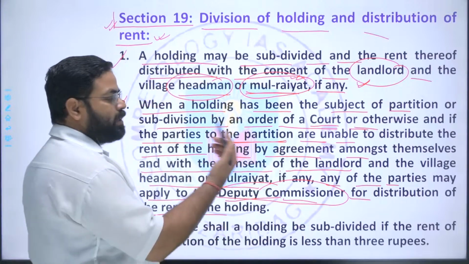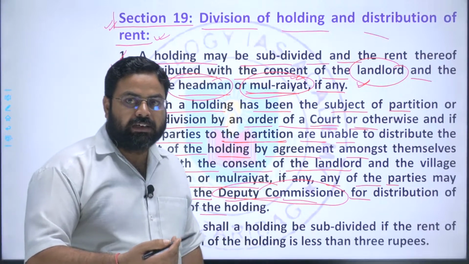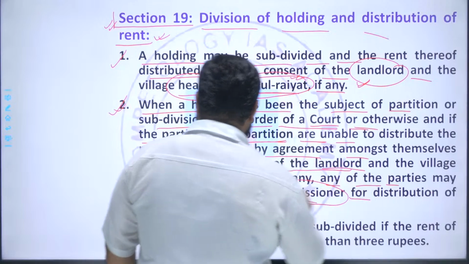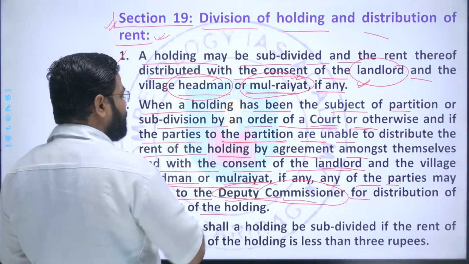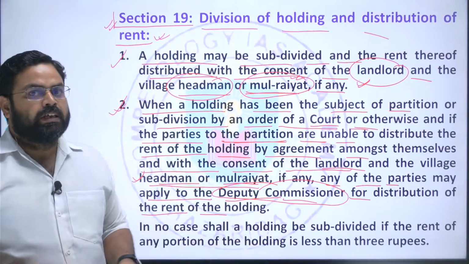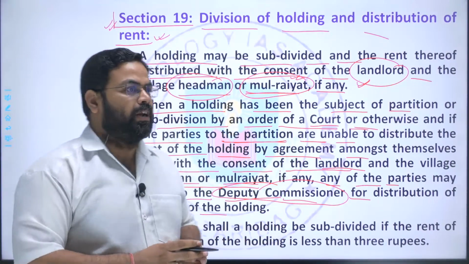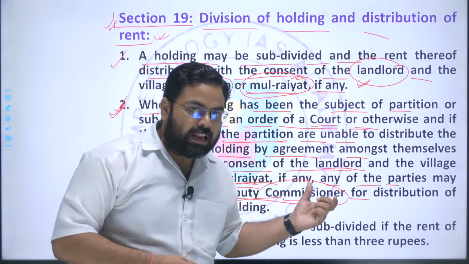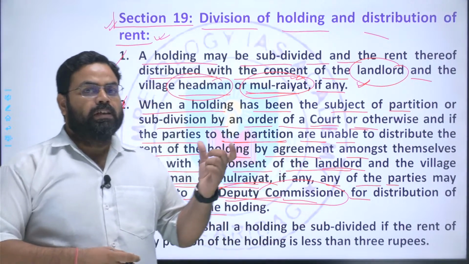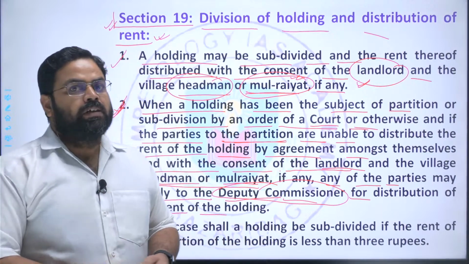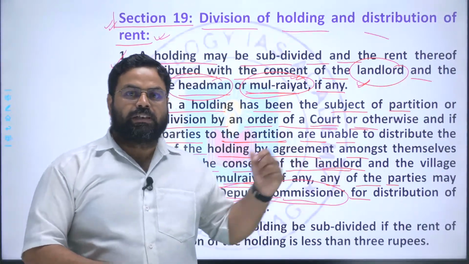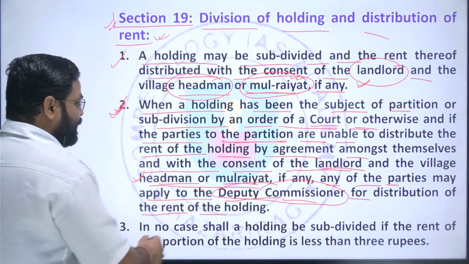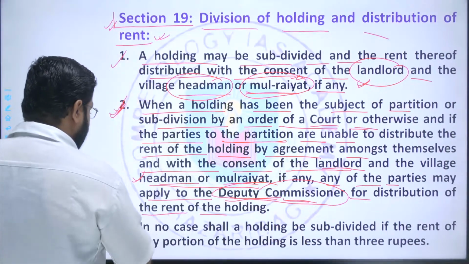So any of the parties, whether the people who have succeeded to or inherited the land, or the village headman himself, the landlord, the village headman, or the mul rayyat, any of them can file a complaint to the DC that please fix the rent on this portion of land, right? So this will be the process for the fixation of the land revenue on any land which has been partitioned, because it has been in dispute from the very beginning. There was a dispute for the partition, thereafter there will be a dispute for the rent also, definitely. So again the dispute will be resolved in the court of the DC.